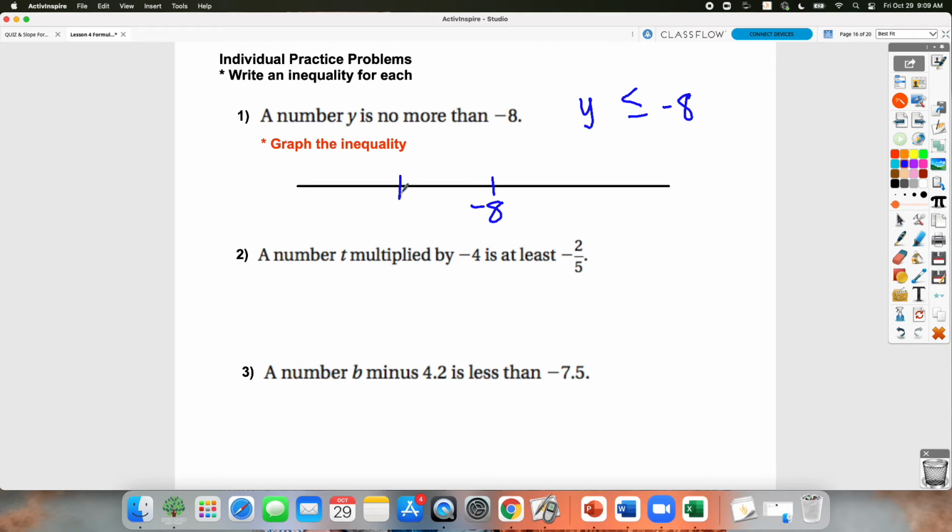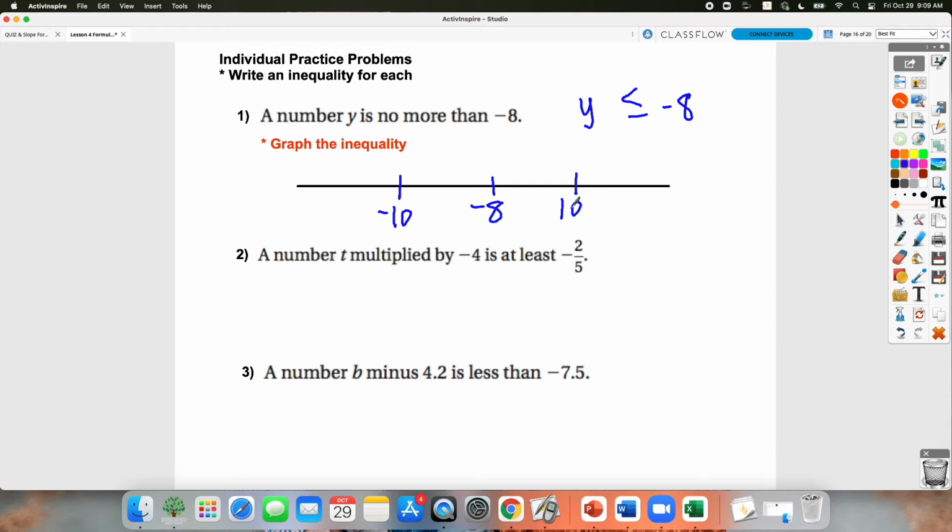So what number would be to the left of negative 8? Negative 10. Yeah, negative 10 would be to the left. And then what's a number that would be to the right of negative 8? Positive 10. Yeah, sure. Okay.